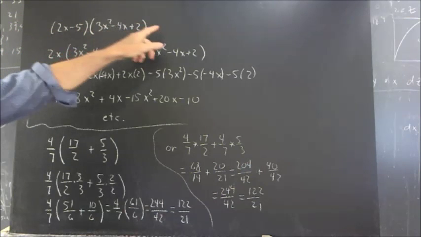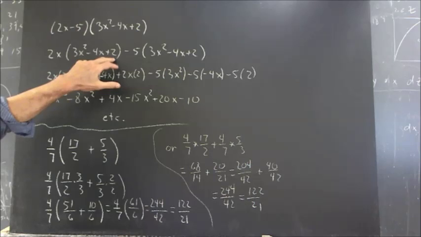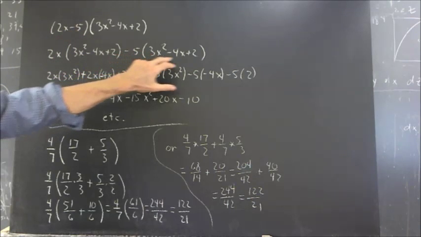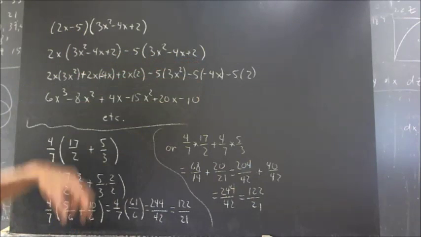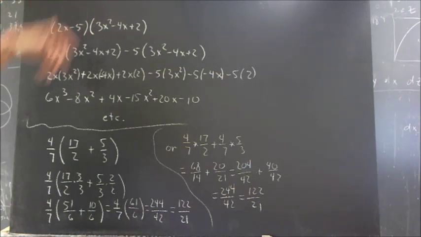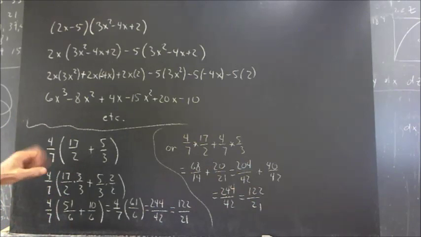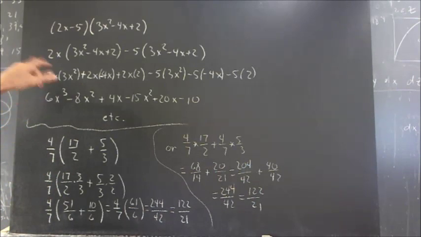2x through here, getting 2x times 3x squared minus 4x plus 2, minus 5 times 3x squared minus 4x plus 2, distributing across this minus sign, or this addition of a negative, if we want to look at it that way, which is actually more correct. But either way is fine. Okay, well, then we can apply the distributive law once more.